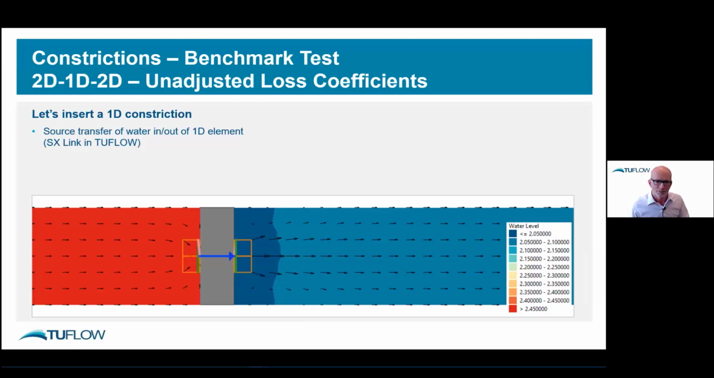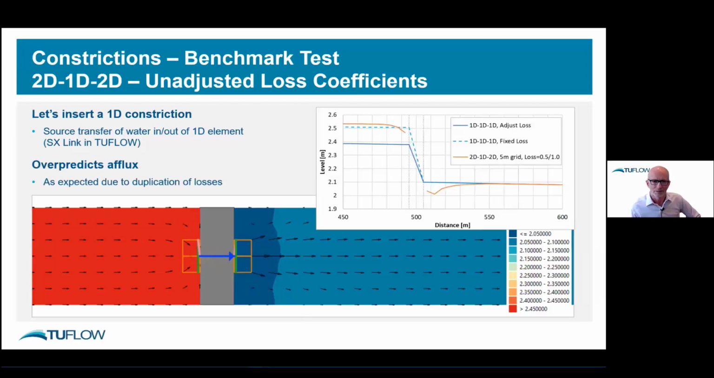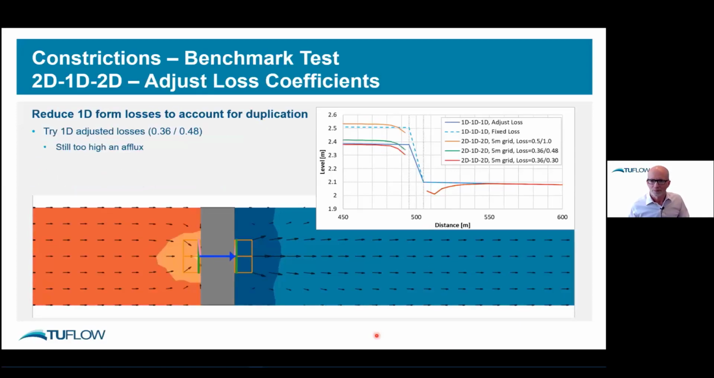So what happens when you do that? We just put the standard entrance exit losses, unadjusted, the 0.5 and 1. And as we would expect, there's an overprediction of the afflux. It's a bit to do with duplication of losses, and that 0.5 and 1.0 are just taking too much energy out of the system. That means we need a much higher water level upstream. So what can we do about that?